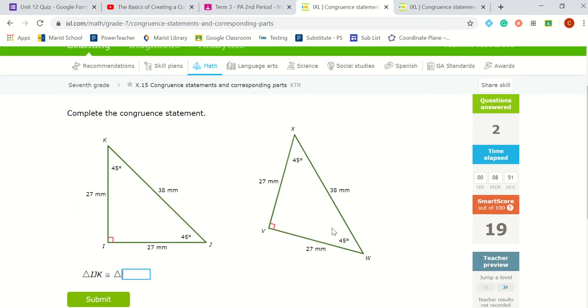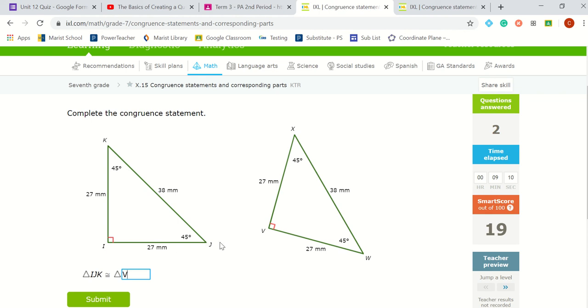Got it. Okay, it's a little more complicated with quadrilaterals. It's definitely simpler with triangles. Let's complete another congruency statement. I, J, K. What is I? I is the 90-degree angle. V is the 90-degree angle. Boom. V. Okay. J, what is J?